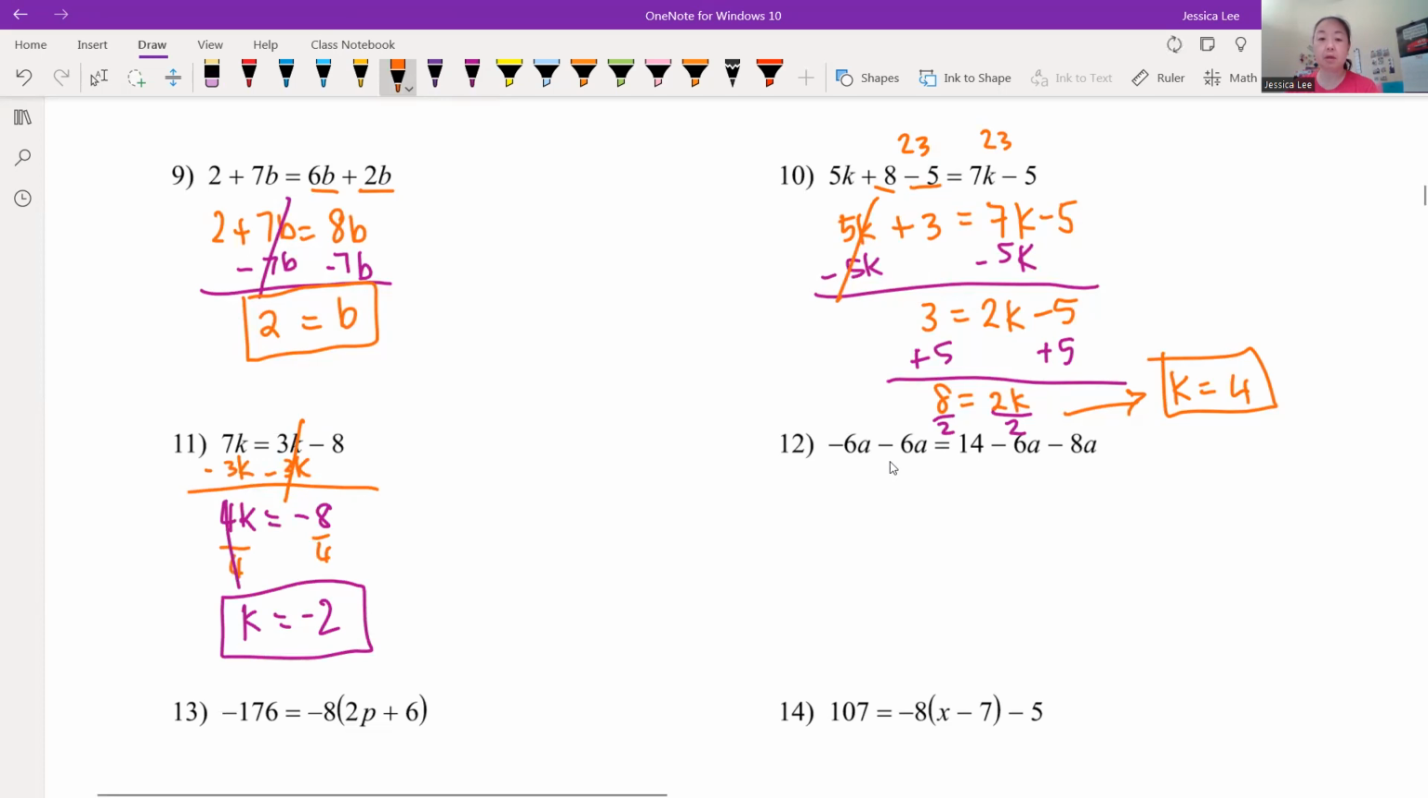All right, so again, right here on the left, we have negative 6a minus 6a. Do not say 0. They do not cancel out, right? You have negative 6 and you're subtracting 6, you're at negative 12a equals, and I got these like terms over here, 14 minus 6a minus 8a is going to be minus 14a. Don't get fooled by those negatives or those minuses, right? And then, since I have my 14, just my regular numbers here, I'm going to get rid of this 14a by adding them together.